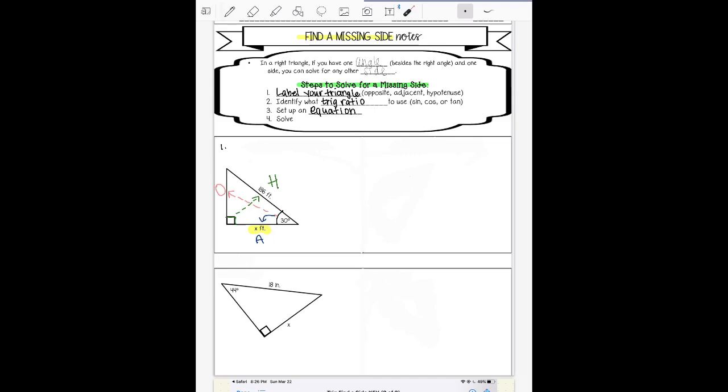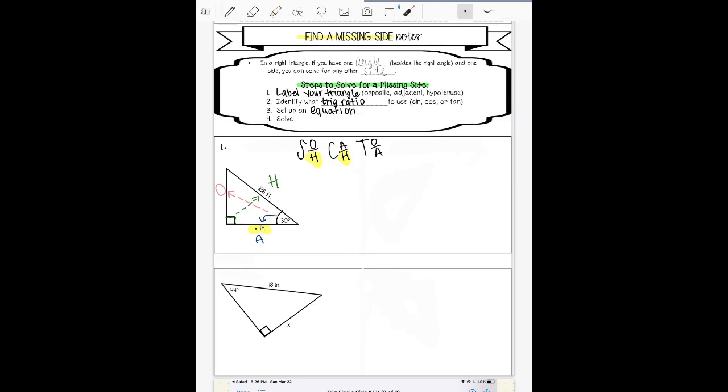So step 2 is identify what trig ratio you're going to use. This is where your SOHCAHTOA comes in handy. I'm going to write it down. SOHCAHTOA. You're going to use only one of these, and what's going to help you identify which one to use is what's given to you. We know this is 186 feet. So we know what the hypotenuse is. The trig ratio we want to use has to include the hypotenuse.